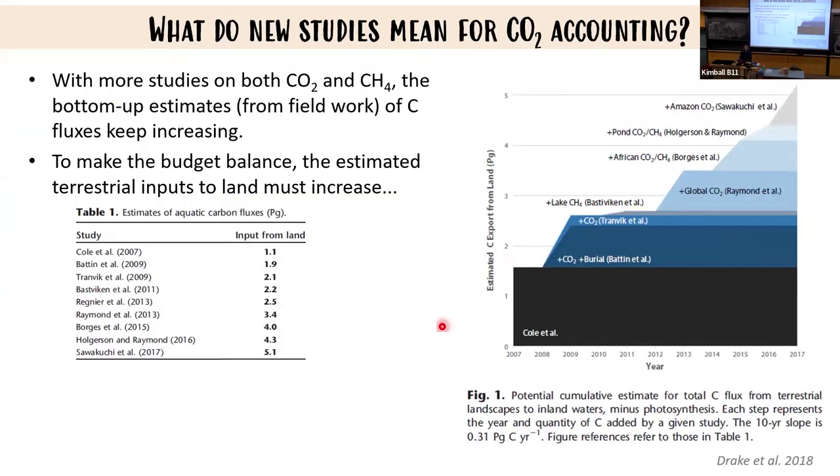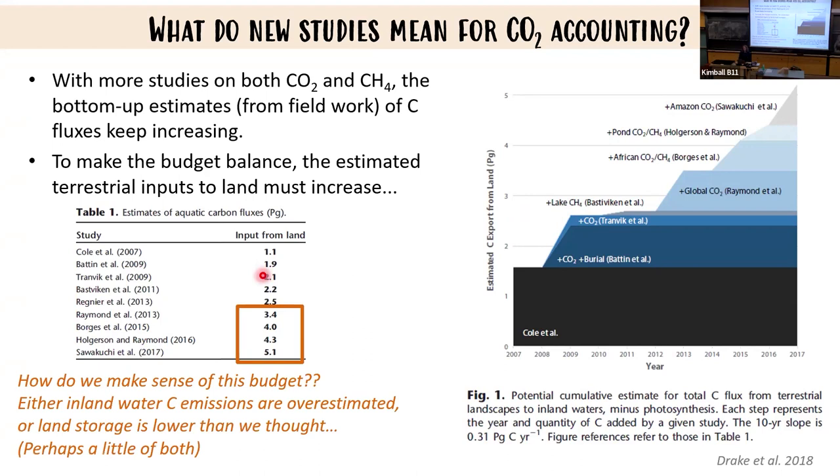So what do these new studies mean for carbon dioxide accounting? Well, what we're finding is that with each new study that we do, we're increasing how much carbon dioxide we think is coming off of these water bodies. This figure actually includes carbon dioxide and methane, to estimate how much carbon has to be coming off the land to account for all of these emissions. And you can see that we're now saying it's not just 1.9 petagrams of carbon coming off of the terrestrial landscape. We're saying it might be 5 petagrams of carbon coming off the terrestrial landscape and coming into our inland waters.